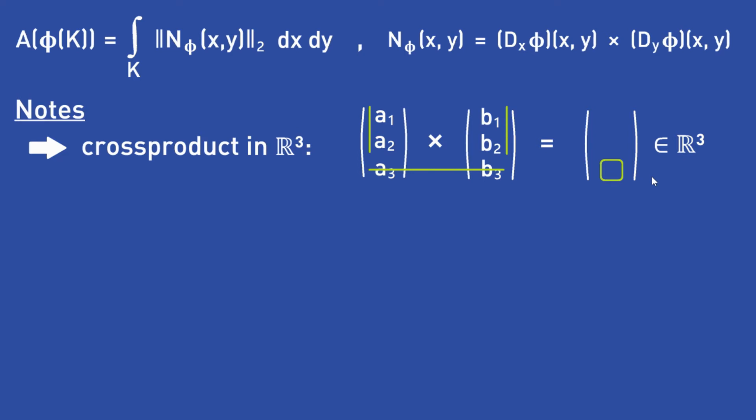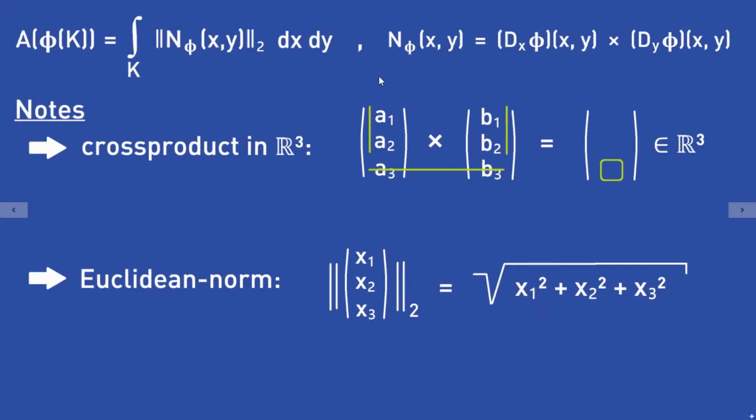Secondly, you need to know which norm we are using in the definition here. It's the Euclidean norm for a vector in R3. So the Euclidean norm of a vector in R3 is equal to the square root of the first entry squared plus the second entry squared plus the third entry squared. So this here is the Euclidean norm of a vector in R3.